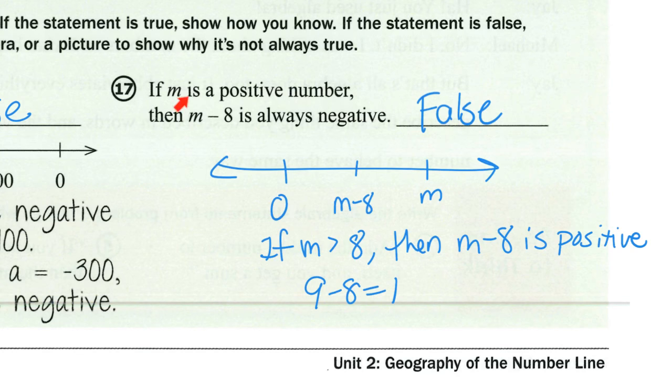Number 17, if m is a positive number, then m minus 8 is always negative. This is also false. I drew a number line to show this. Here's 0. Here's m, a positive number. Here's showing that m minus 8 could be positive. And I gave an example. If m is greater than 8, then m minus 8 is going to be positive. For example, if m is 9, 9 minus 8 is going to be 1, a positive number.